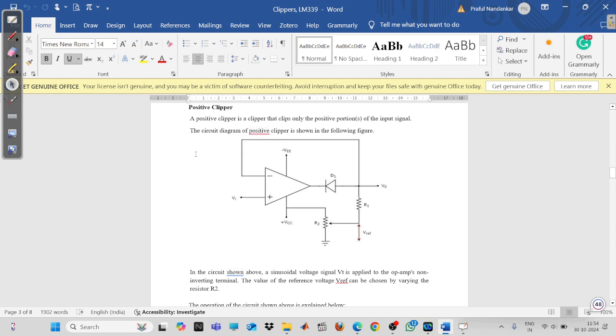To understand the concept of the positive clipper, we'll discuss the circuit diagram. You can see here that this is the operational amplifier, and it has two inputs, the inverting input and the non-inverting input. To this non-inverting input, we will apply, or you can connect, the input signal, and these are the biasing voltages. Now why is this biasing voltage required?